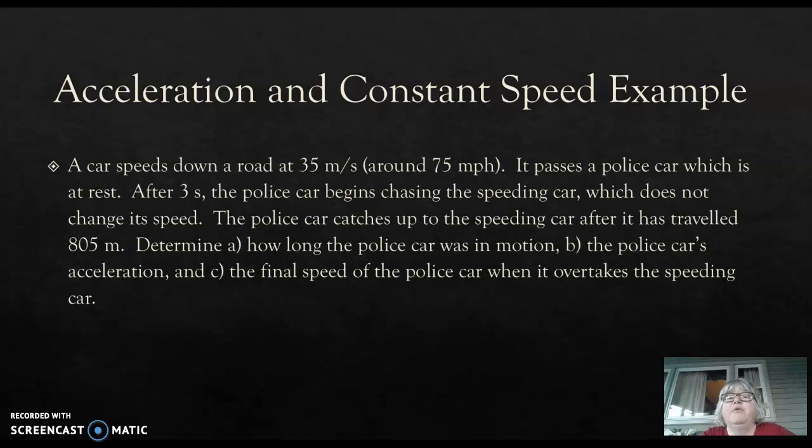And we're going to find three things. First, how long the police car was in motion. Second, what the police car's acceleration was. And finally, what was the police car's final speed when it catches the speeding car. And just note, it's not going to be 35 meters per second. So let me get a clean page and we're going to start to solve the problem.